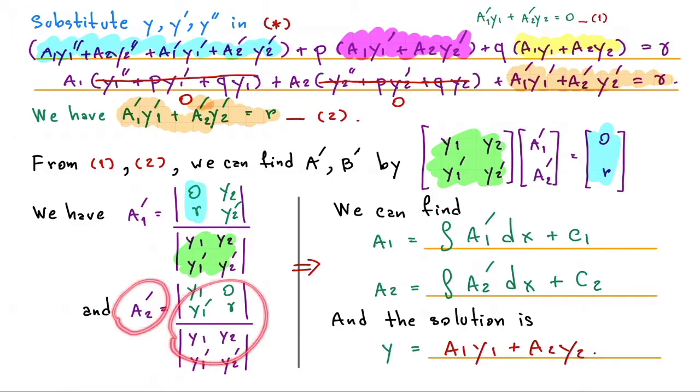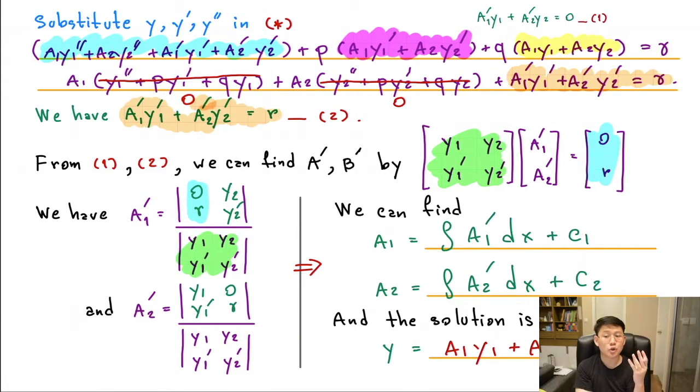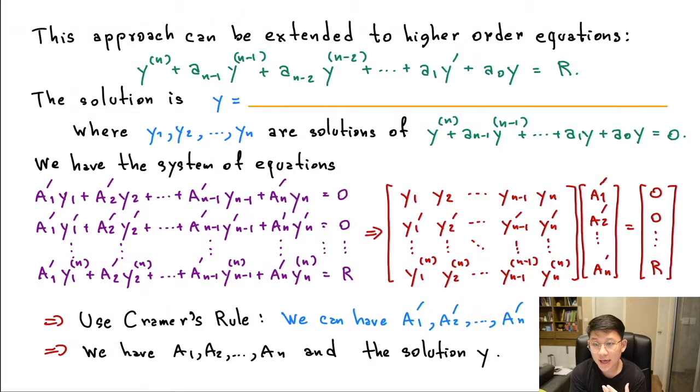Once we have a1 prime and a2 prime, we can find a1 and a2 by integrating a1 prime with respect to x, plus c. Don't forget, guys, a1 is a function of x and a2 is a function of x as well, and the solution will be a1 y1 plus a2 y2. It's a bit abstract, guys. It's hard to understand, but once you see the exercises and the examples, it will become much clearer.